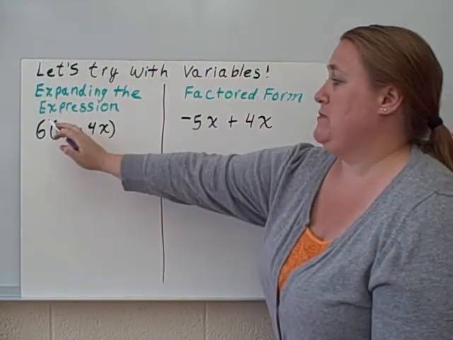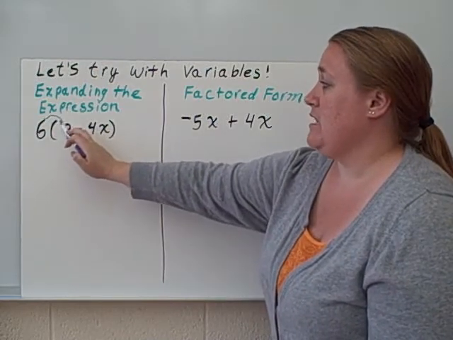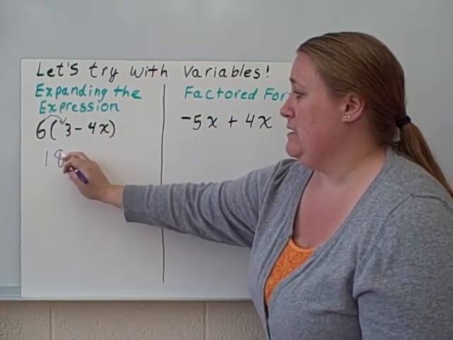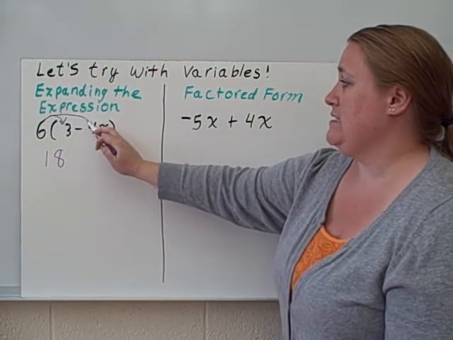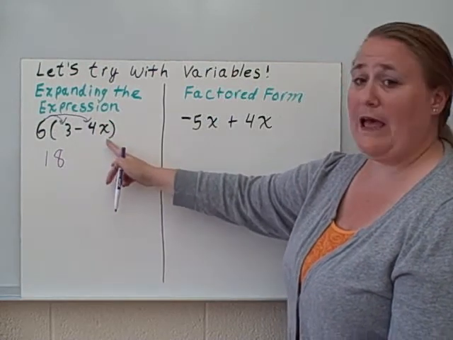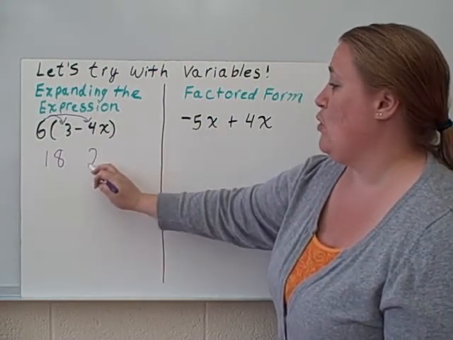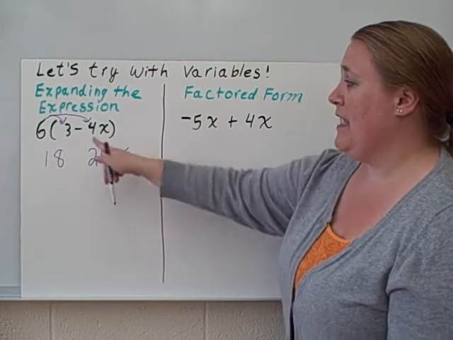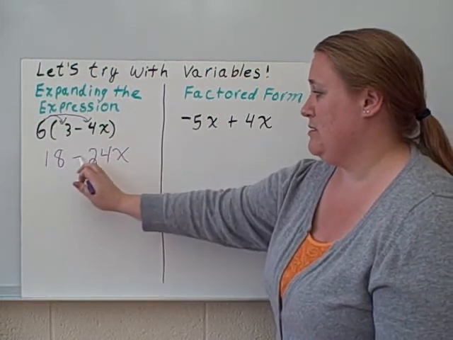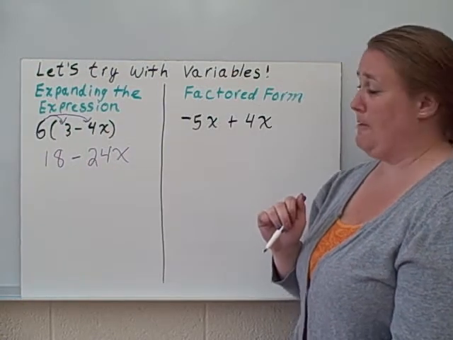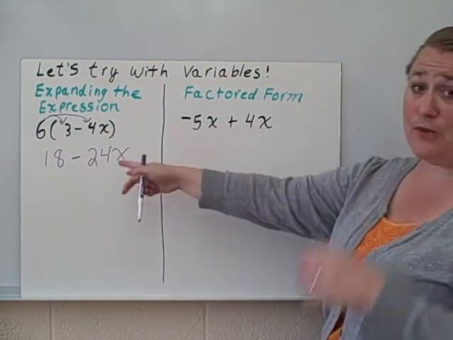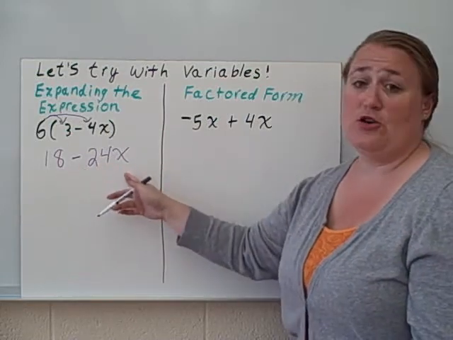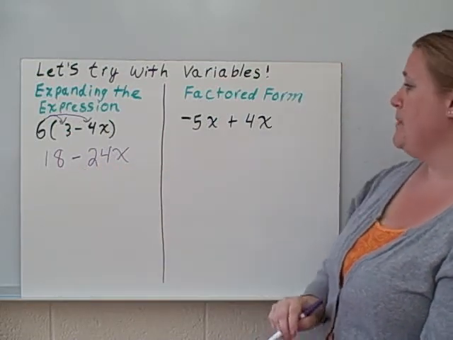So, expanding, 6 times 3 is 18, and 6 times 4x is 24x, and I have to bring down my subtraction, right? Can't do anything else. This is as simplified as it gets because these are not like terms.